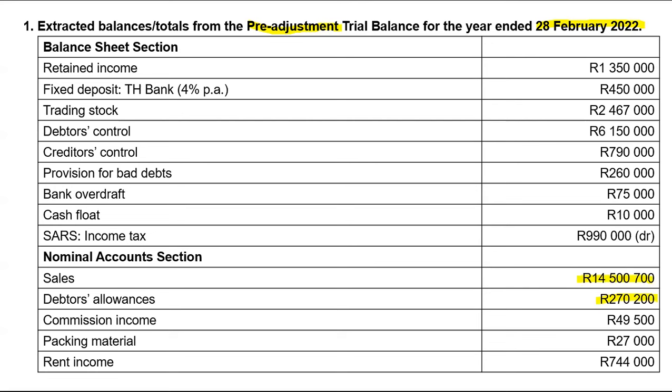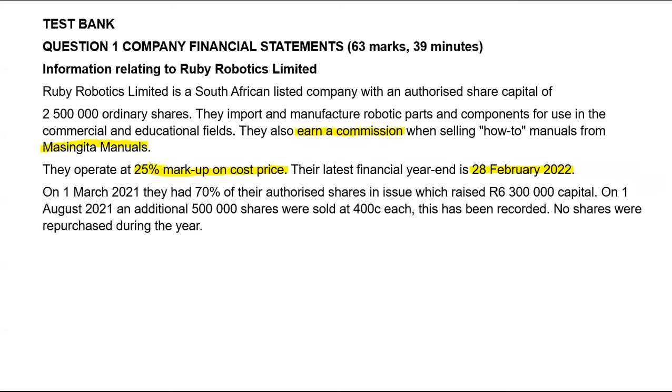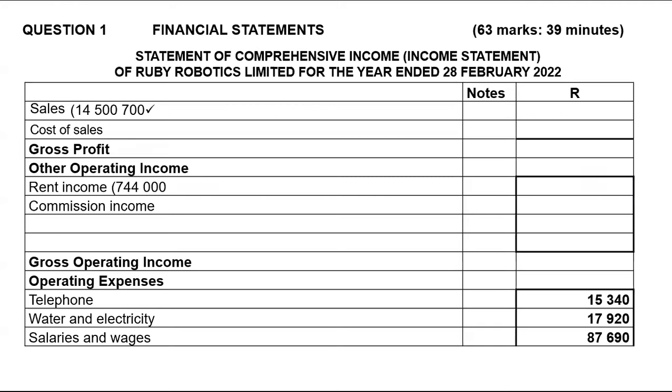But earlier on, they told me that they mark up their products at 25% on cost. So I'm going to use that information to calculate my cost of sales. How do I calculate my cost of sales? I am going to take that 14,500,700 times 100 divided by 125. This is me finding cost of sales. My cost of sales figure will be 11,600,560. Now, once I've calculated my cost of sales, from my sales figure I am going to subtract debtors allowances. Then I'm going to put in everything that is under nominal accounts section.